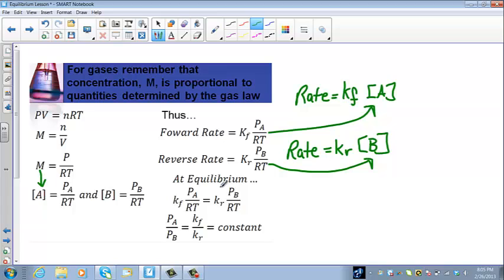At equilibrium, the rates are equal to each other. So at equilibrium, rates are equal. I just told you this on the previous page. And here you can see that the reactants PA, PB are constant. So this is products and reactants.